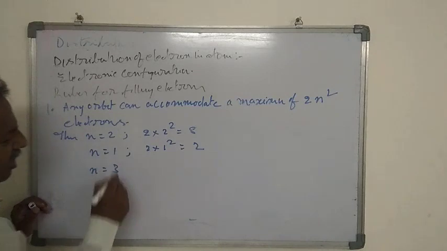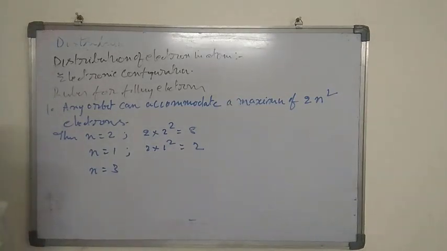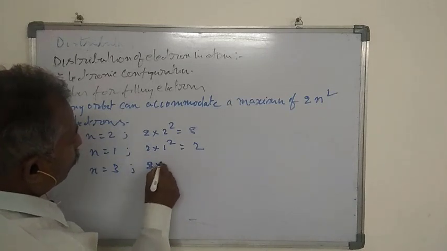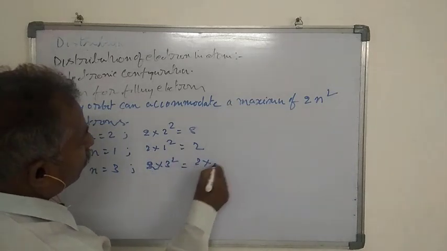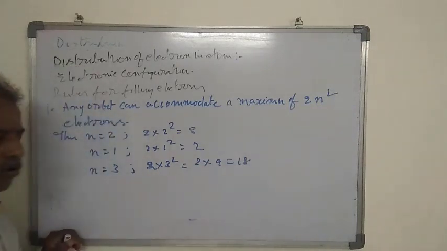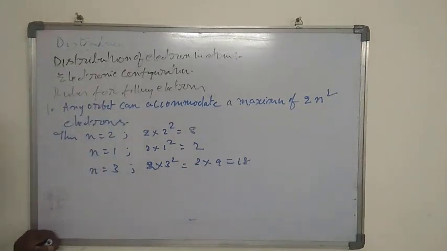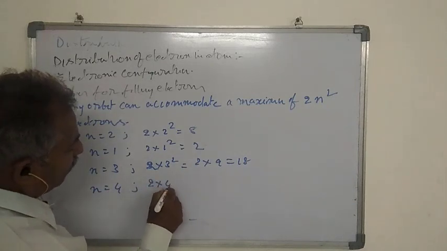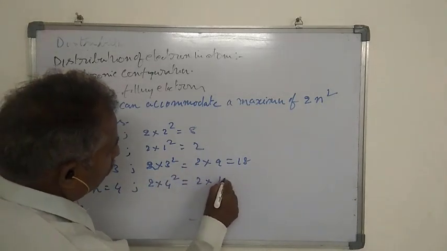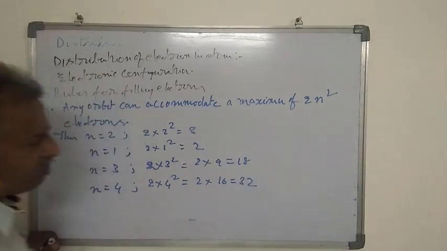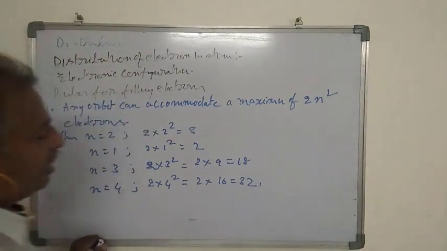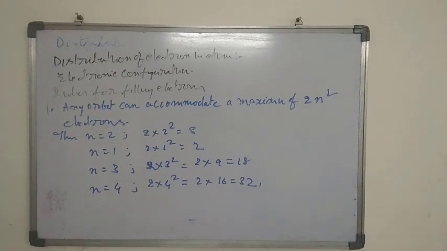If you take the third shell, or third orbit, third energy level, this is 2 into 3 squared, 2 into 9, which is 18. So the third shell can accommodate a maximum of 18 electrons. For n equal to 4, 2 into 4 squared equals 2 into 16 equals 32 electrons. The fourth shell, fourth orbit or fourth energy level, can accommodate a maximum of 32 electrons.